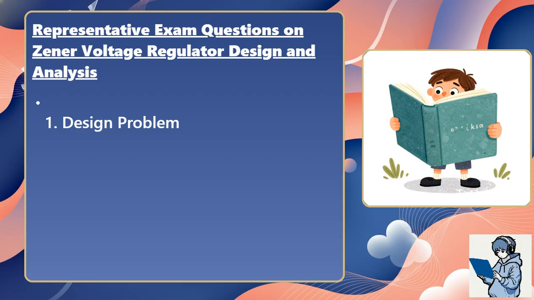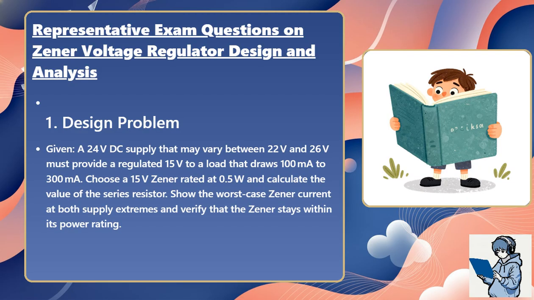1. Design problems. Given a 24-volt direct current supply that may vary between 22 volts and 26 volts, must provide a regulated 15 volts to a load that draws 100 milliamps to 300 milliamps. Choose a 15-volt Zener rated at 0.5 watts and calculate the value of the series resistor. Show the worst-case Zener current at both supply extremes and verify that the Zener stays within its power rating.